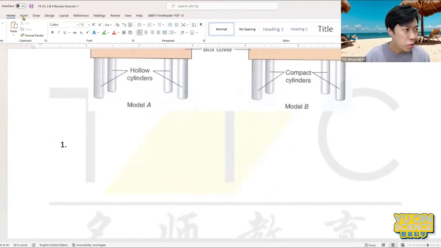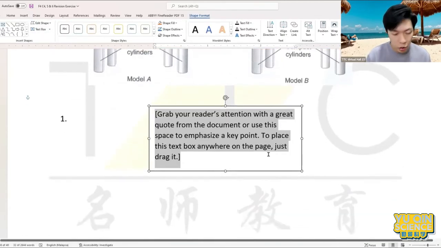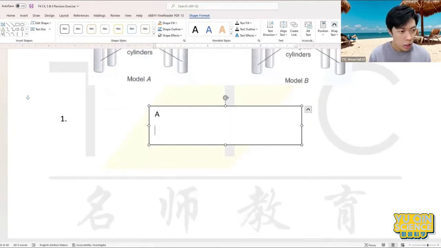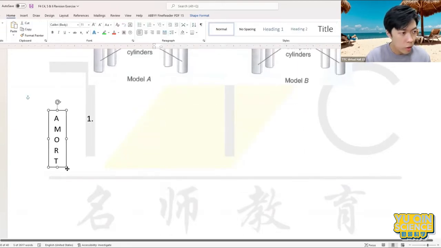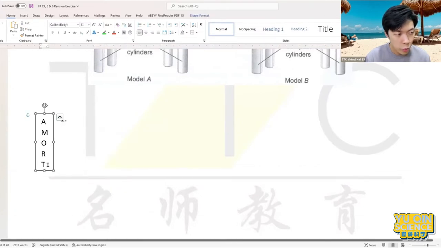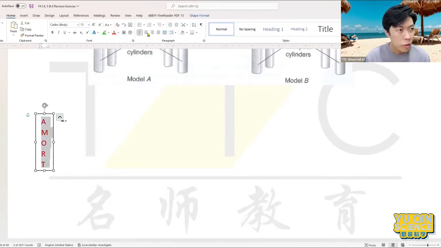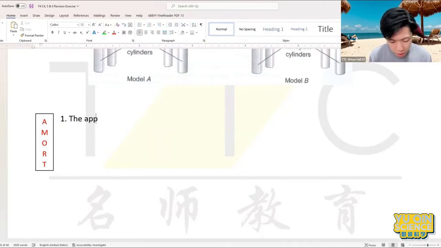So for this one, there's a way to remember and also to write. It's called AMORT. A, M, O, R, T. Okay, so it will be this. I'll try to put it beside first. Number one, A stands for apparatus. So you want to mention something about apparatus. It's like a standard sentence to memorize: the apparatus setup is shown as the diagram above.